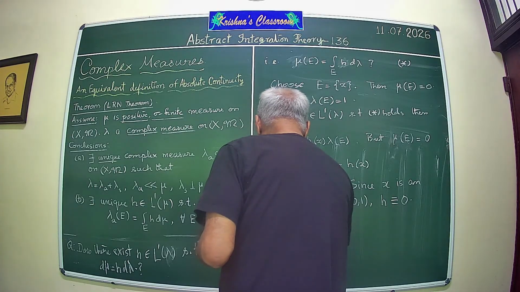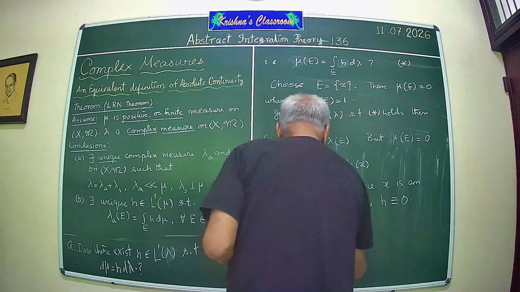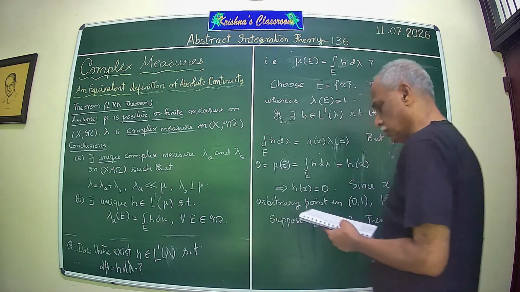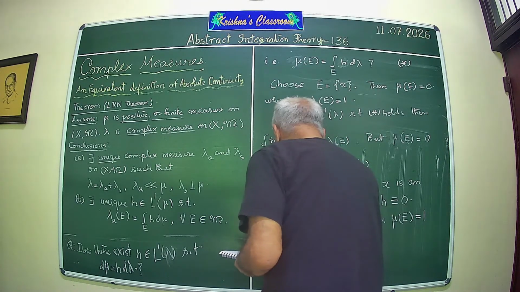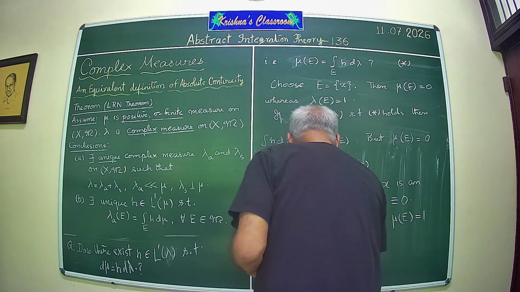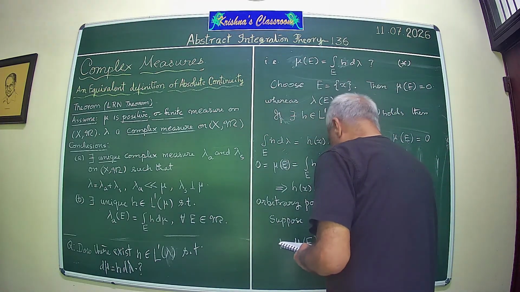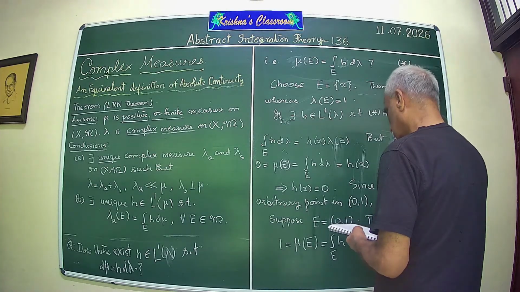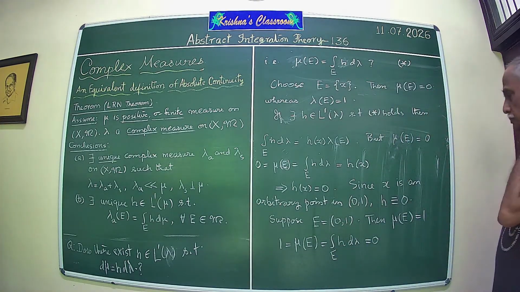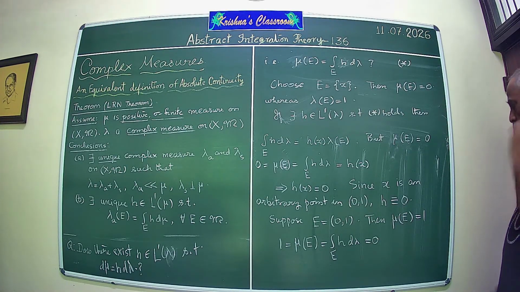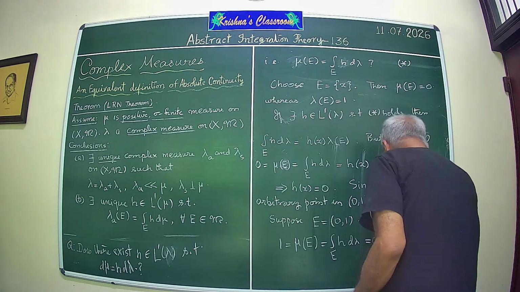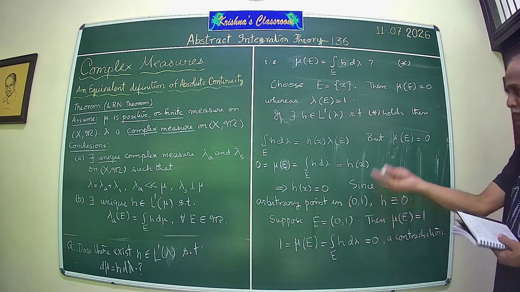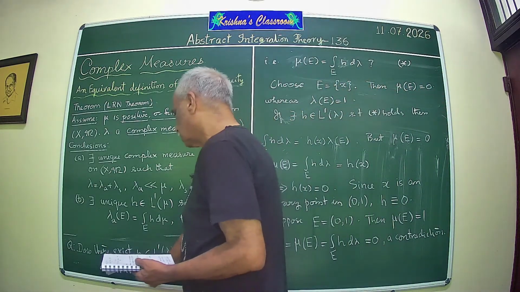Suppose E is taken as the interval 0, 1. Then mu E equal to 1. Therefore, 1 equal to mu E equal to the integral over E of h d lambda, which is equal to 0. And this is a contradiction. Therefore, there does not exist any h belonging to L1 such that this result is true. Okay, that is the conclusion.